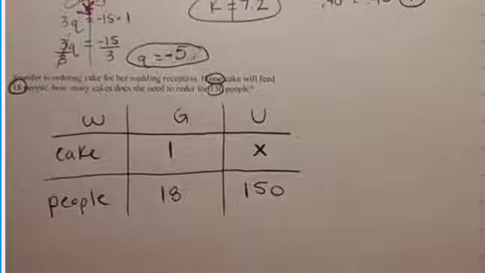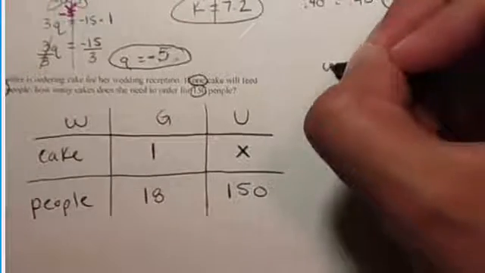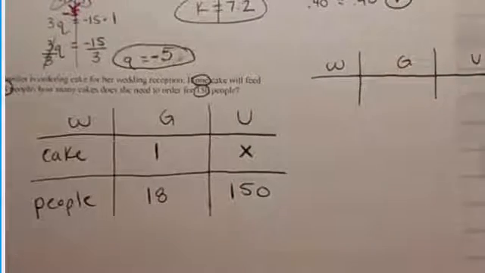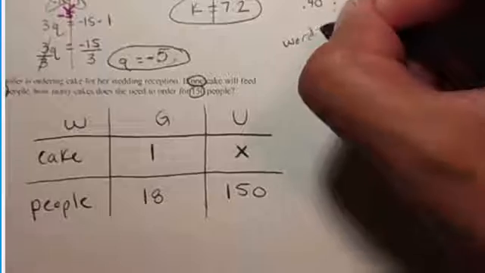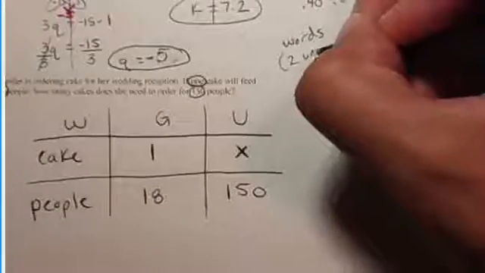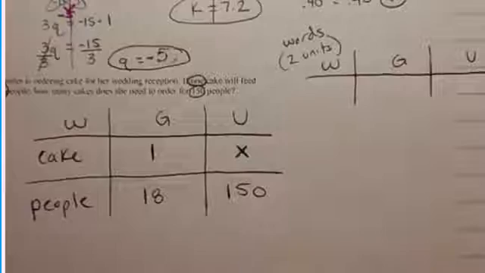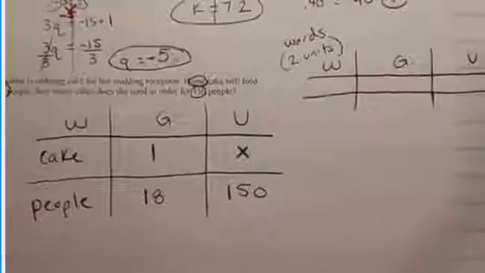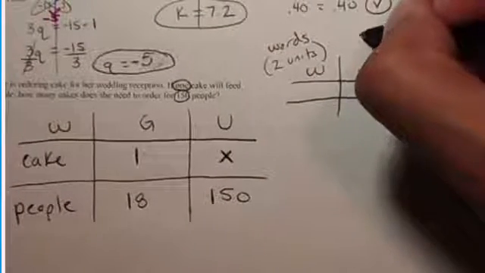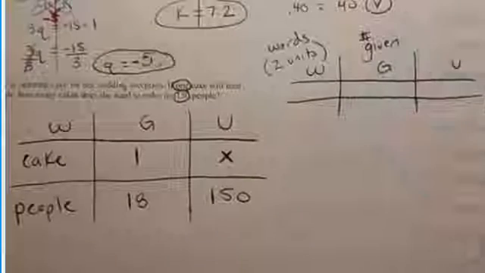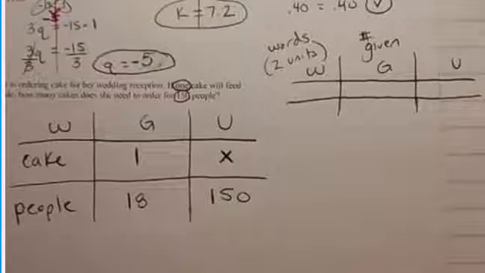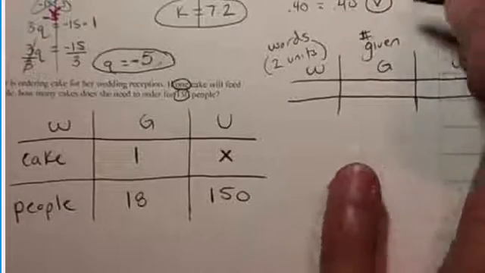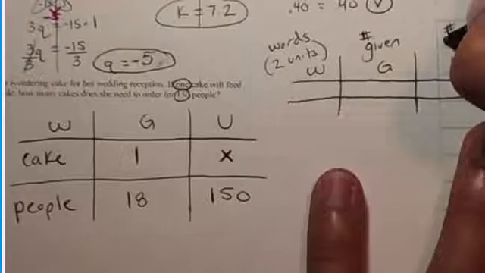So here's my WGU. Now just to refresh our memories of WGU, I want you to write this information at the top or somewhere in the open area. What WGU actually stands for: the W stands for the words. Usually it's 2 units that are given to us, so in this case, it would be people and cake. You're going to be able to pick out the words pretty easily. G represents the numbers given. Usually it's in one sentence, but you just have to look for them. Usually there are 3 given, but 2 of the given are usually in one sentence. And then this one is the unknown number.